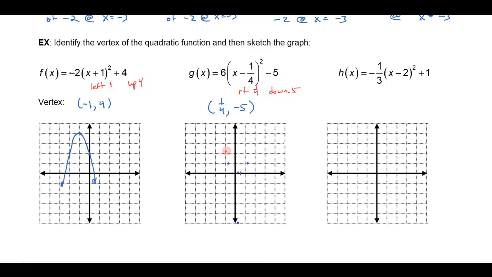And usually when we're doing this by hand, I just want to sketch. So you don't have to get too carried away with your accuracy here. But it does give you an idea of how skinny that is.